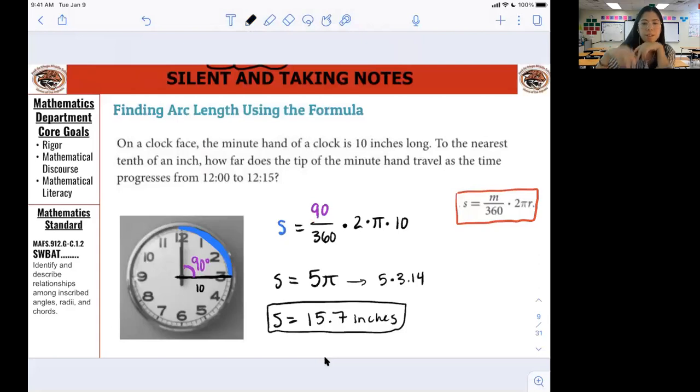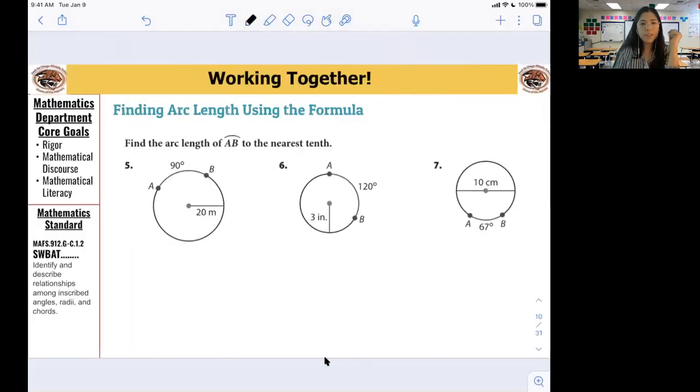All right, let's do another one. Let's do another 3. Okay, I'm going to rewrite the formula up here. It's up to you if you want to memorize it, but if you do, it'll make your life easier. Let's do number 5 together, and then I'll have you do number 6 together and number 7 on your own.